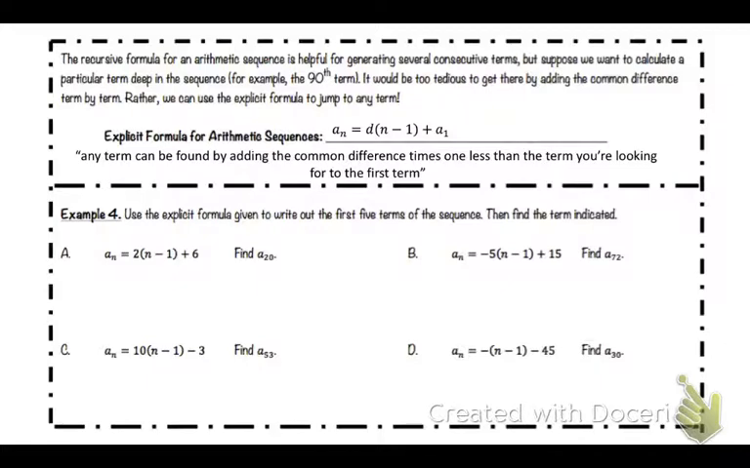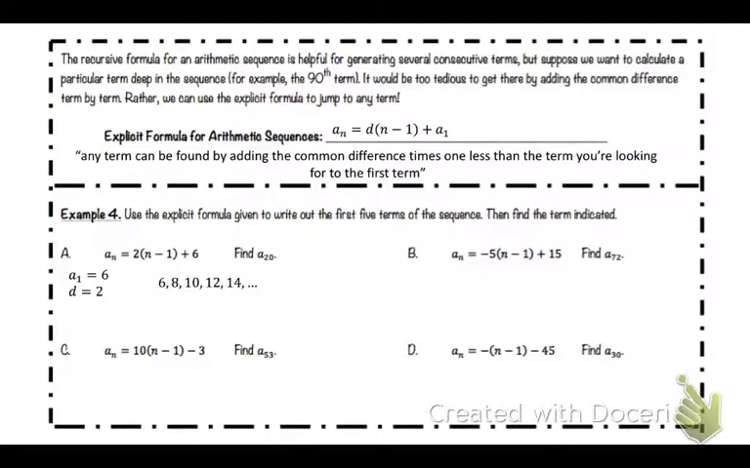Okay, so we're going to use the explicit formula given to write up the first 5 terms and then find the term indicated. So on this first one, my first term is 6, and the common difference is 2. And I'm asked to find a sub 20. So that's going to be 6, 8, 10, 12, 14, and so on for those first 5 terms, because you just take 6, add 2, add 2, add 2, add 2.